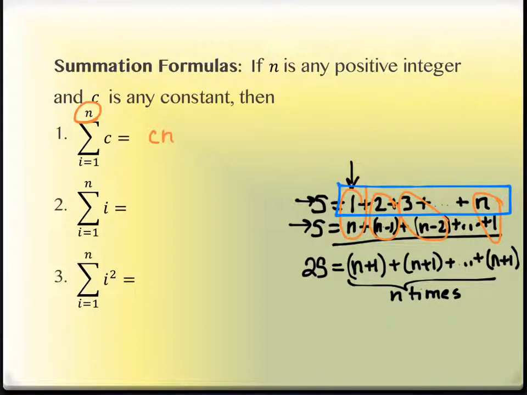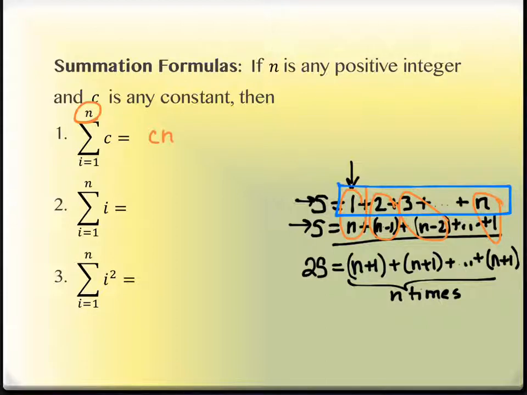Think of it with some concrete numbers. What happens if I start at 1 and I stop at 10? How many numbers is that? 10. If I start at 1 and I stop at 20, how many numbers is that? 20. Because I started at 1 and I worked my way up to the ending value. There are n of these guys. So there are n terms. Okay. I have n plus 1 added together n times.